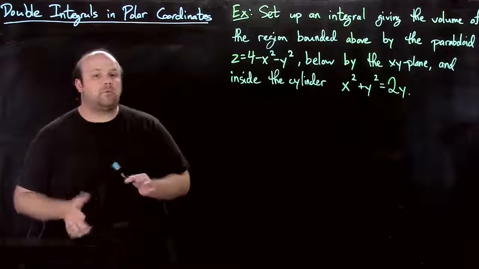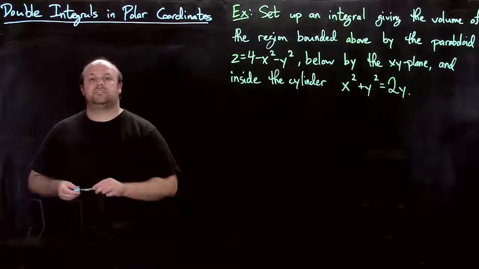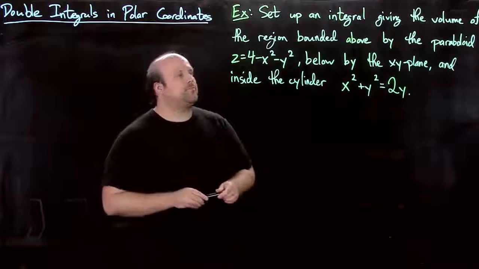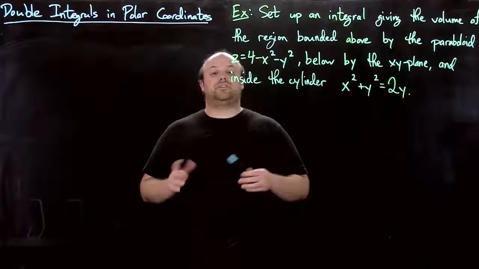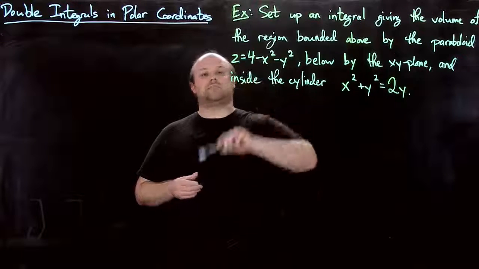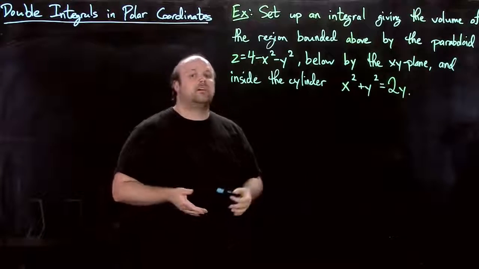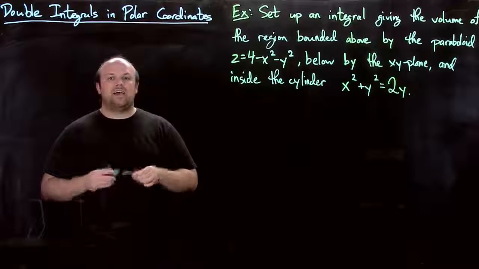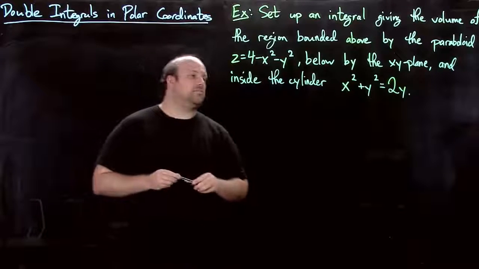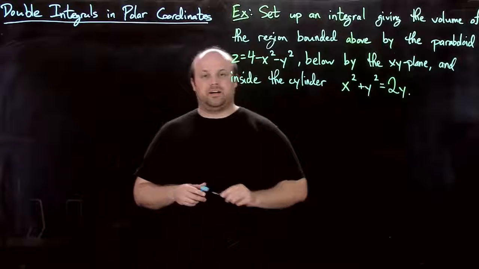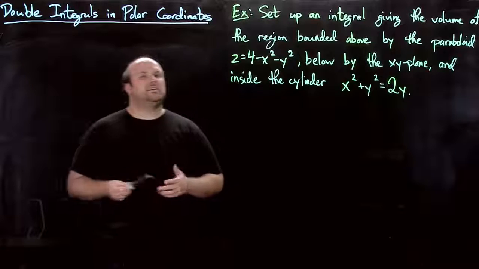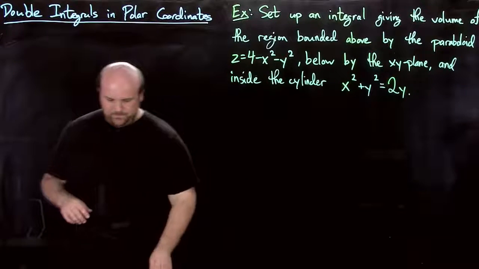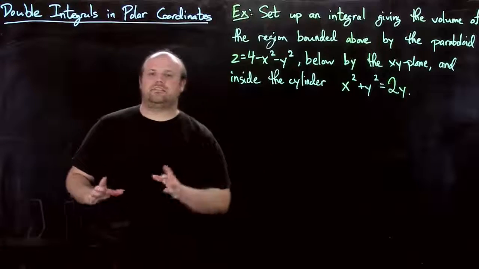All right, so we actually have one more example for polar coordinates, and this one is computing a volume. Let's say we have a region which is bounded above by a paraboloid, z equals 4 minus x squared minus y squared, below by the xy plane, and inside the cylinder given by x squared plus y squared equals 2y.